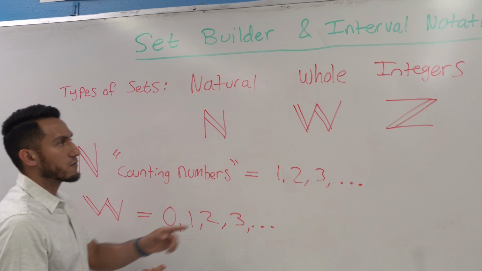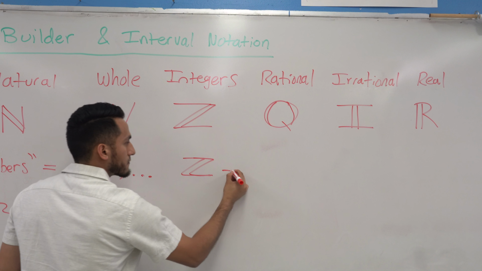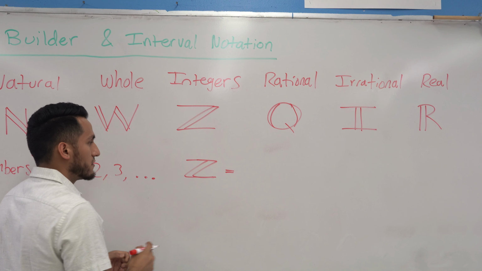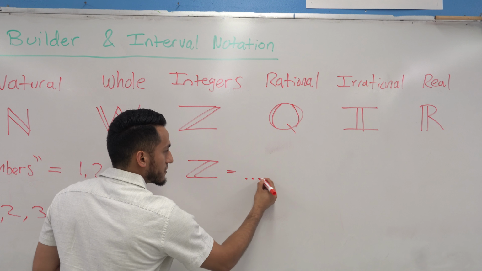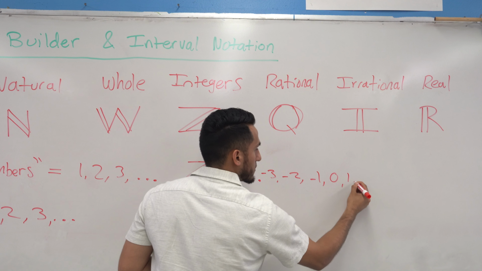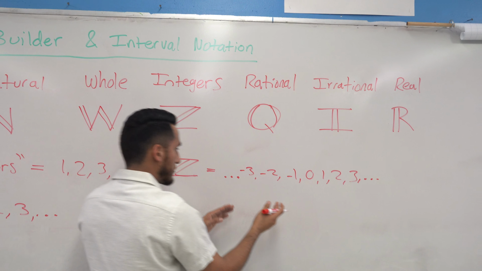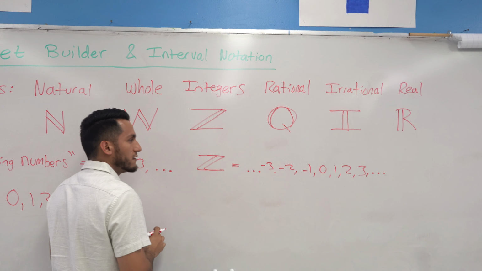After the whole numbers, we have the set of integers. The set of integers, they begin from the left, -3, -2, -1, 0, 1, 2, 3, and then it keeps going forever. It goes forever to the left, it goes forever to the right.